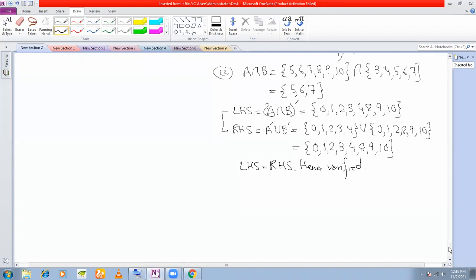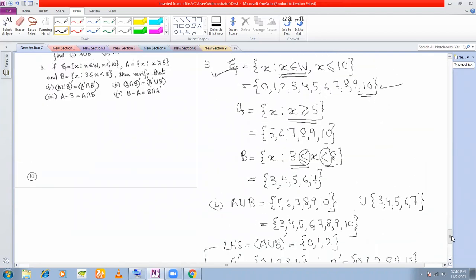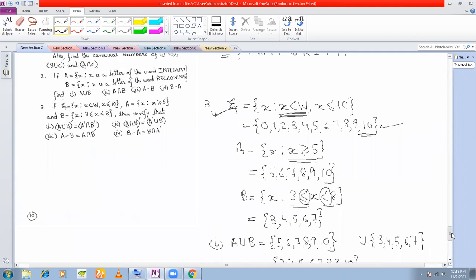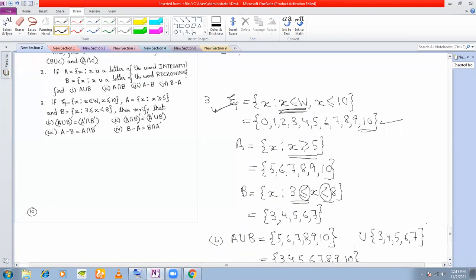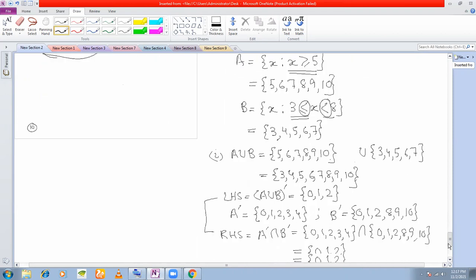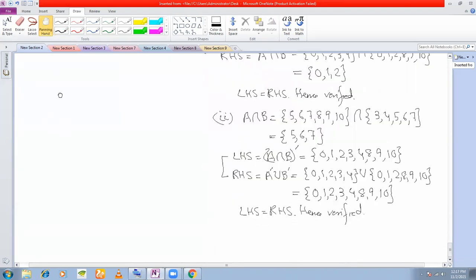Okay, that finishes the second part. The third part of the question is to verify that A minus B is equal to A intersection B complement, and the fourth part is B minus A is equal to B intersection A complement. Now I leave the third part to you. You can do it on your own. Okay, I'll do the fourth part. B minus A is equal to B intersection A complement. Let us first find out B minus A.